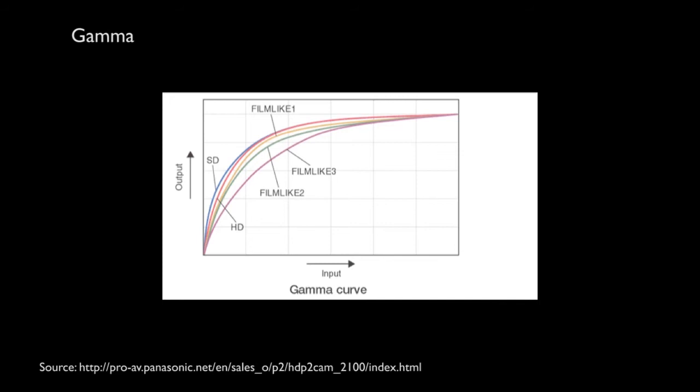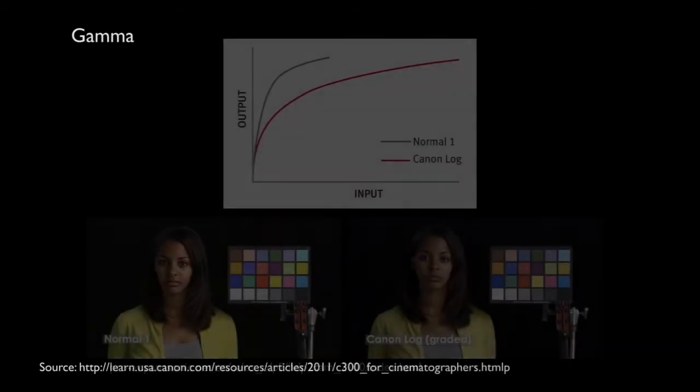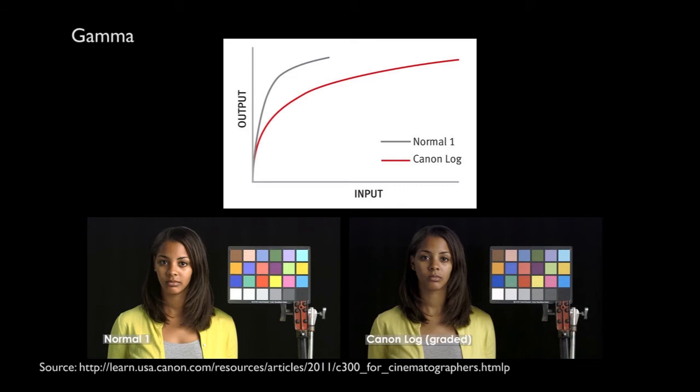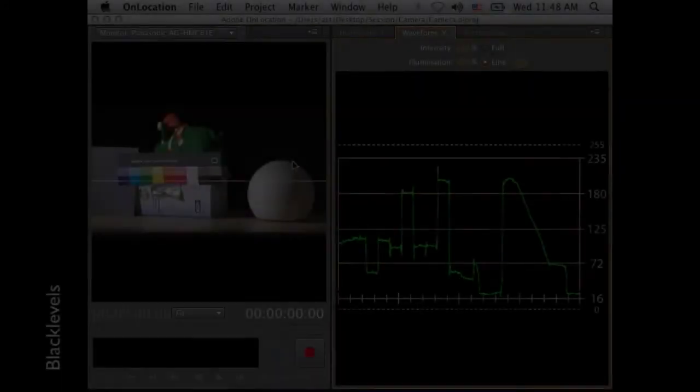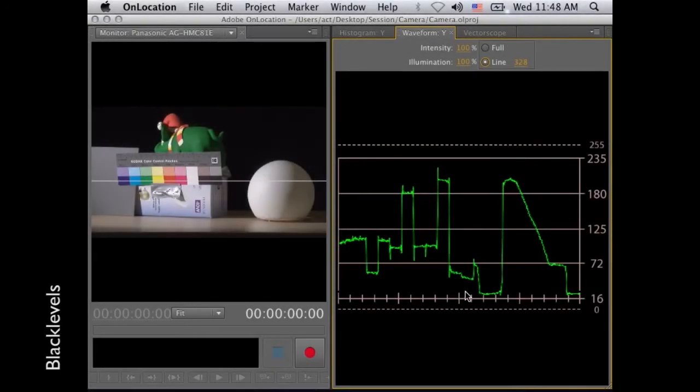Here you see some examples of the different gamma curves on the Panasonic cameras, and it also results in different pictures because color values and grayscale values are differently recorded and displayed. Like in this example, the normal view, you see that it has a bigger contrast than the Canon log gamma setting. And later on, with less contrast in the grading process, you can get some more, or sometimes better, results out of it. So now about black levels.